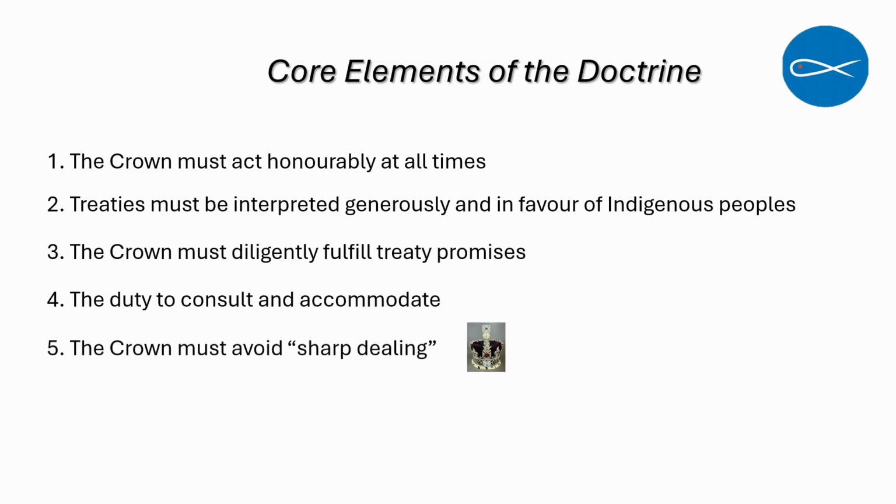Number 5, the Crown must avoid sharp dealing. The Crown cannot exploit technicalities, loopholes, or power imbalances. This phrase, sharp dealing, comes directly from a Supreme Court decision in 1996.